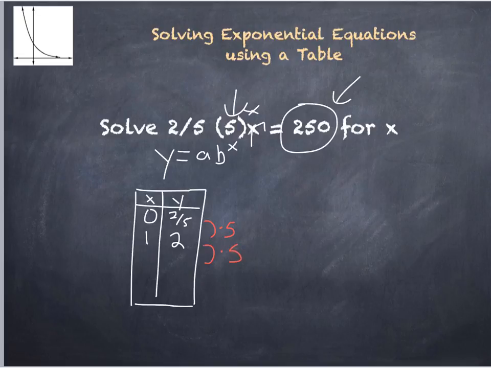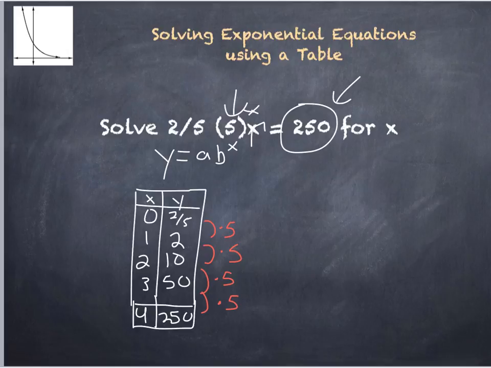We multiply 2 by 5, our second term would be 10. We multiply 10 by 5, our third term would be 50. We multiply 50 times 5, and there we have it. Our fourth term would be 250. So what x value would satisfy this equation? What x would give us the answer 250? It would be x equals 4.